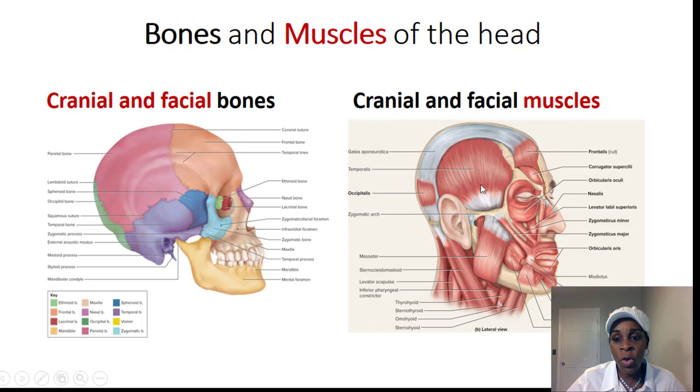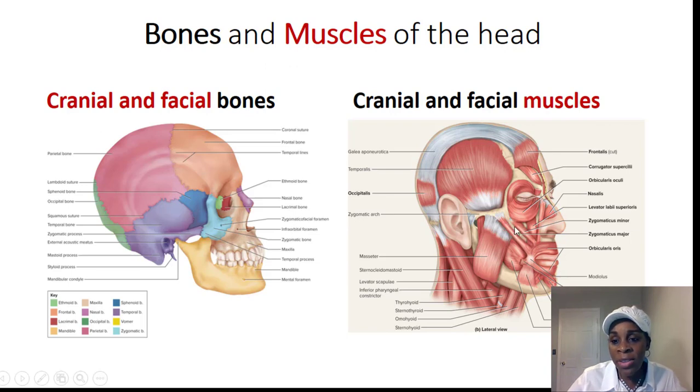Like I said, you see on the right the temporalis, frontalis, and then you see a muscle called corrugator supercilii. The corrugator supercilii is the muscle on the forehead, next to your eye, that can make you frown like this, right? Then around the orbit, you see the orbicularis oculi, around the eye, or orbicularis oris around the mouth. Remember the oral cavity, oris.